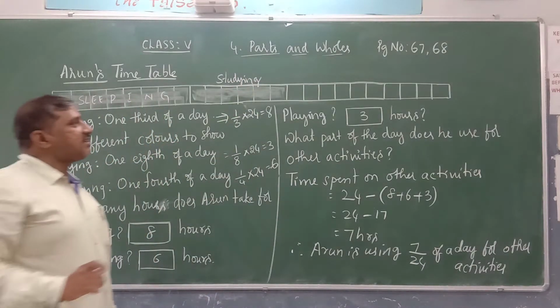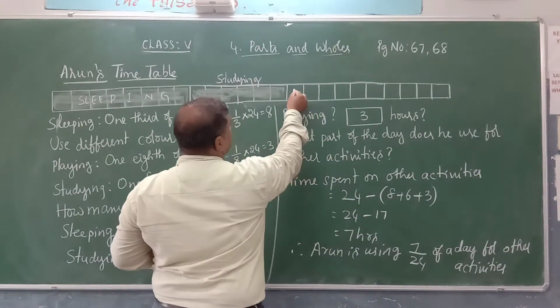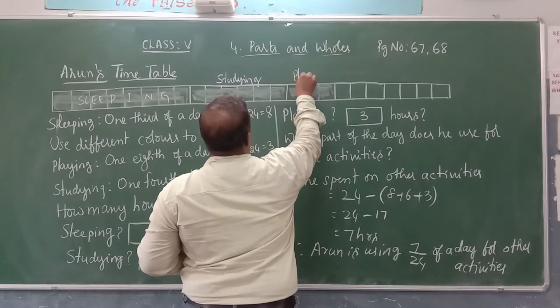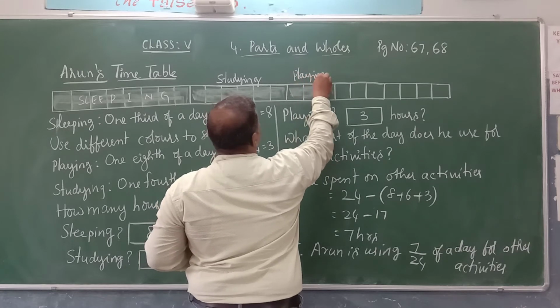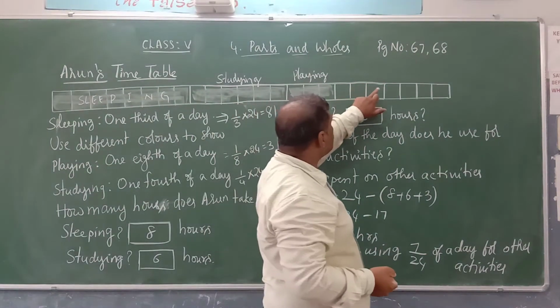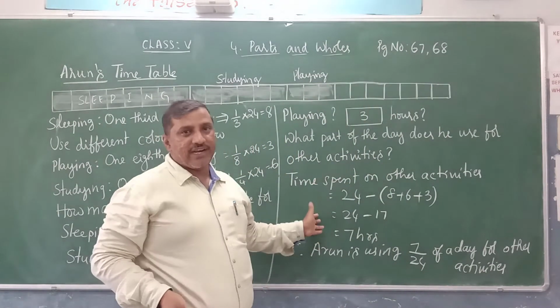Next, the third activity is 3 hours for playing. Shade the 3 boxes with a different color. 3 hours it is for playing. Like this you color. And the remaining, how many hours? 1, 2, 3, 4, 5, 6, 7. You can find we got 7, like this we did.